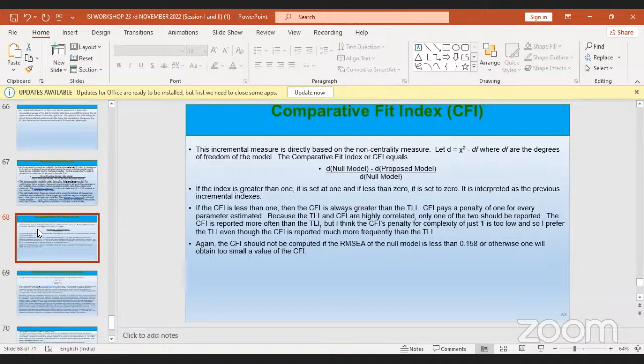Now, the comparative fit index. This incremental measure is directly based on the non-centrality measure: D of the null model minus D of the proposed model, divided by D of the null model. If the index is greater than 1, it is set at 1, and if less than 0, it is set to 0. If the CFI is less than 1, then the CFI is always greater than TLI. CFI pays a penalty of 1 for every parameter estimated. Because the TLI and CFI are highly correlated, only one of the two should be reported. So it is better to report CFI rather than TLI.